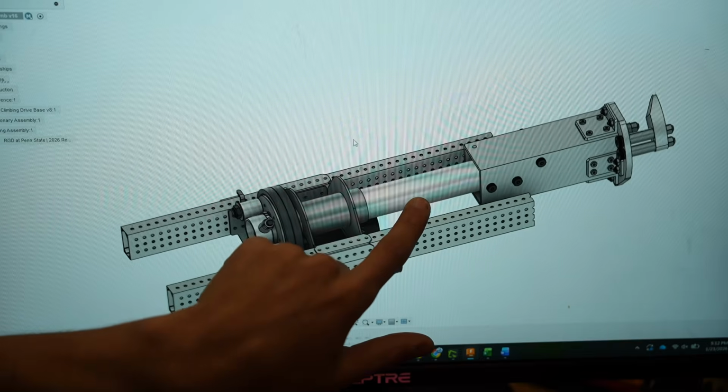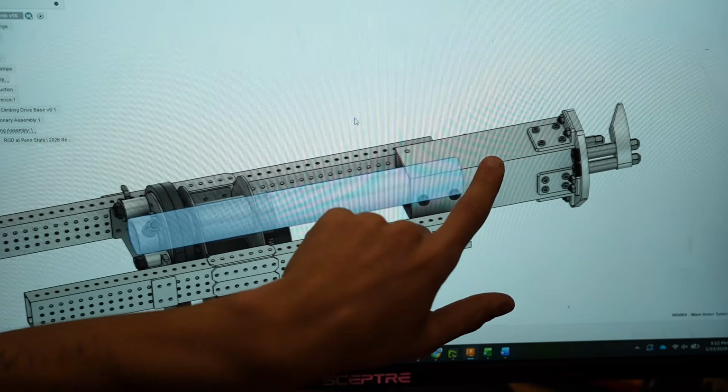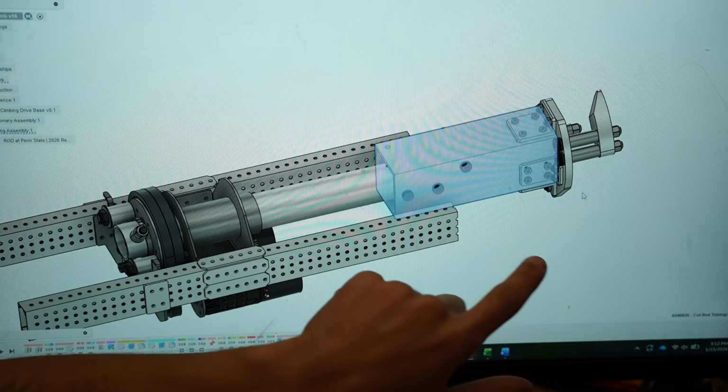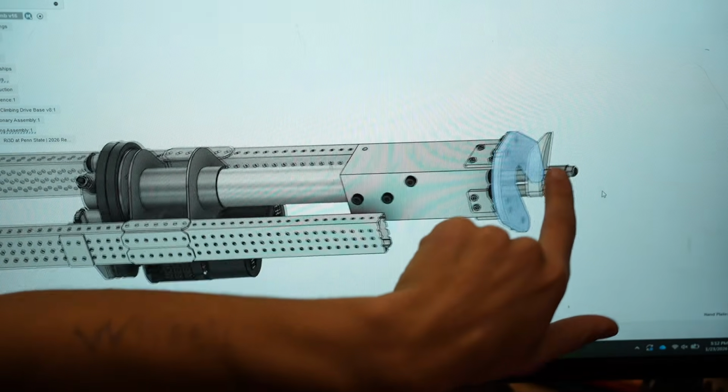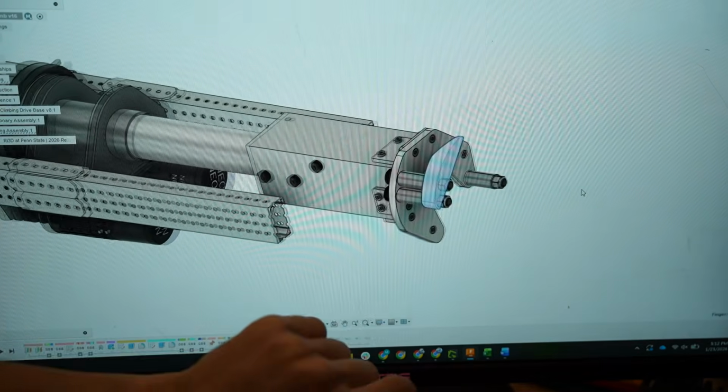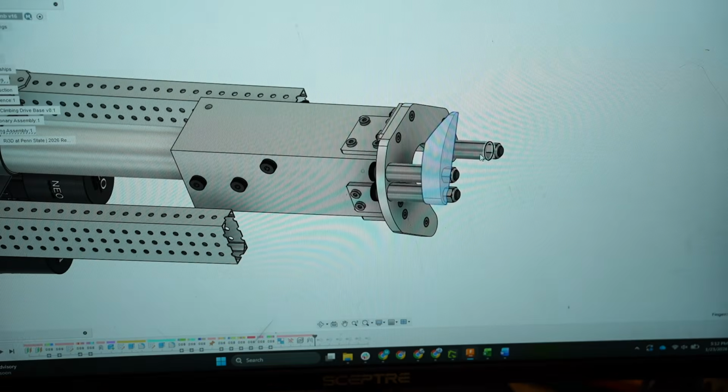The long pole is this element right here. The box is this element right here. And the fingers, the hook, is this one right here with a little blade on it. And we have the nubbin on the other side.